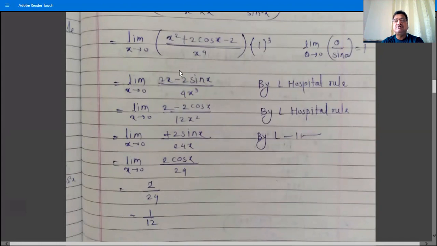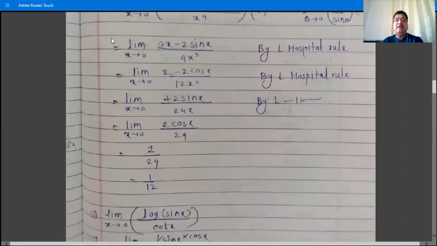Derivative of x square is 2x, and derivative of 2 cos x is minus 2 sin x. Derivative of minus 2 is 0. Derivative of x raised to 4 is 4x cube, by L'Hospital rule. Okay. So again, if you substitute x as 0, then we have 2 into 0 is 0, sin 0 is 0. So numerator is 0, and 0 cube is 0. So 0 by 0 form, again apply L'Hospital rule.